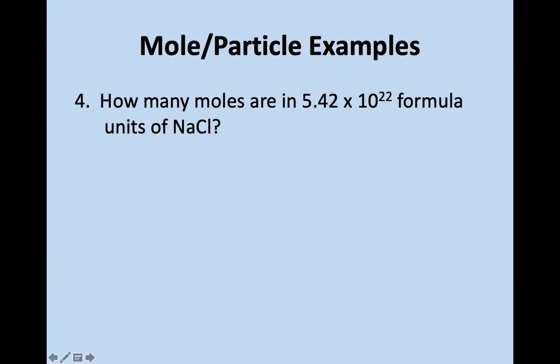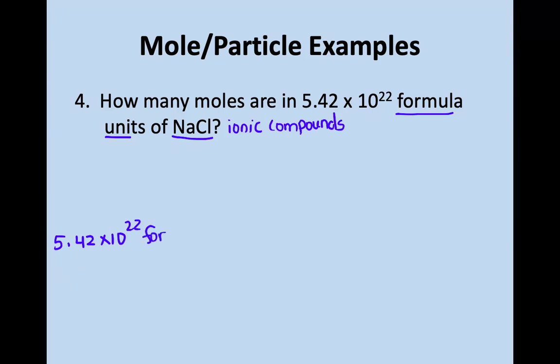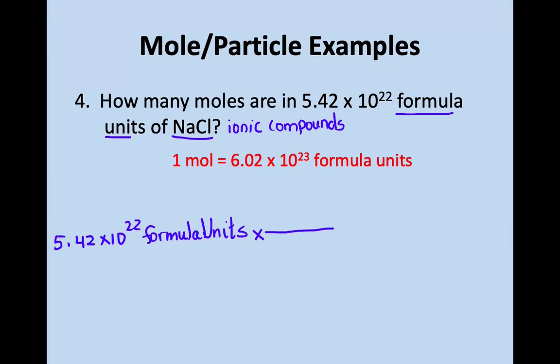Let's look at question 4. How many moles are in 5.42 times 10 to the power of 22 formula units of NaCl? In this question, we are given formula units. The reason is the substance that has been discussed is an ionic compound, and for an ionic compound the representative particles are formula units, and that's why you're seeing formula units with NaCl. Okay, we're going to start with what is given to us, 5.42 times 10 to the power of 22 formula units, and we have to convert this into moles. So that's the relationship that we will be using. We want everything in moles, so moles would be in the numerator and formula units would be in the denominator.